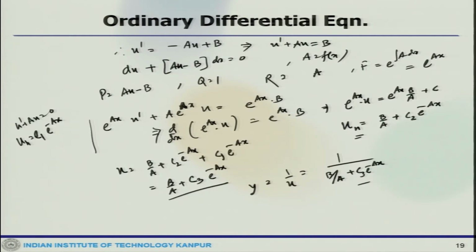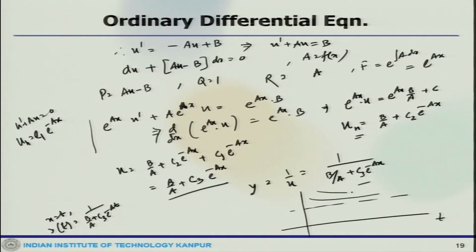So, now you can put x equals t, and y(t) would be 1 by (b by a plus c3 e to the power minus a t). Then you can plot the system for t. So, these are the curves which are going to look like that. So, this is b by a, this is y(t). Here y prime is greater than 0 if y is less than a by b, and y prime is less than 0 if y is greater than a by b. So, you get this kind of curve in the solution.